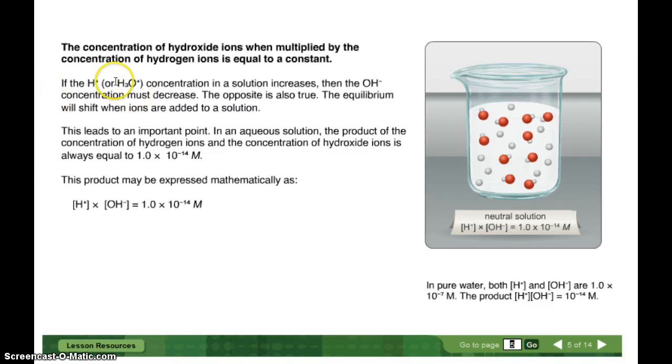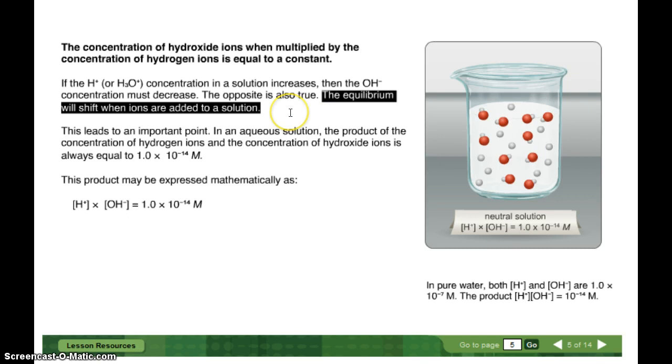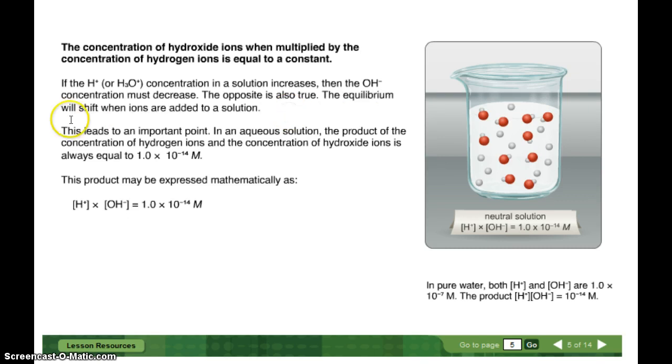Okay, so water had equal numbers of hydronium and hydroxide. If you have a solution and it has more hydronium ions, then you have to have less hydroxide. If you have more hydroxide, what has to be true about the hydronium? It has to be less, because it always has to balance. So if one goes up, the other one goes down. The equilibrium will shift when ions are added to a solution. This leads to an important point.